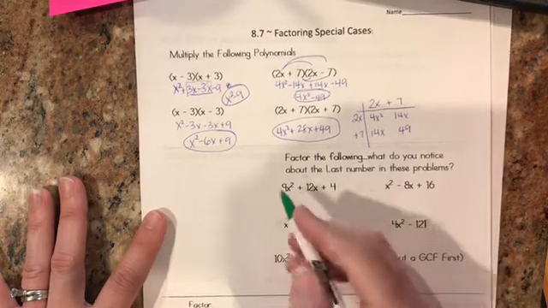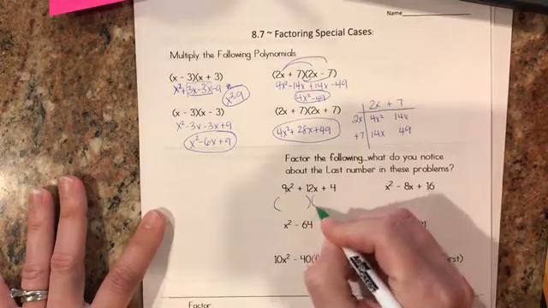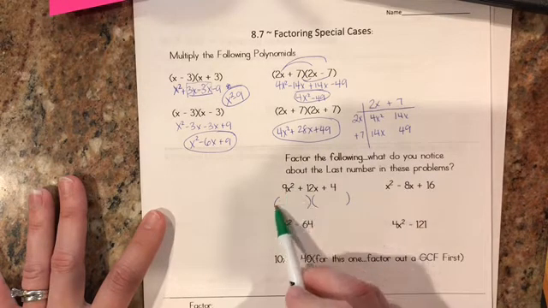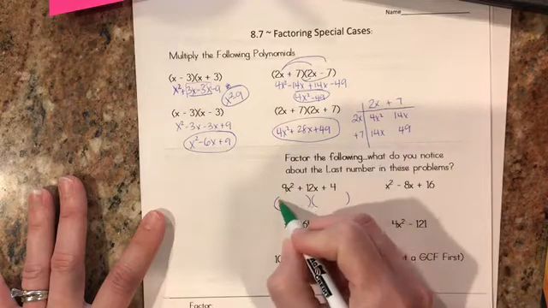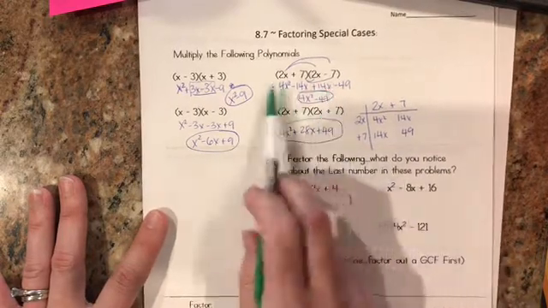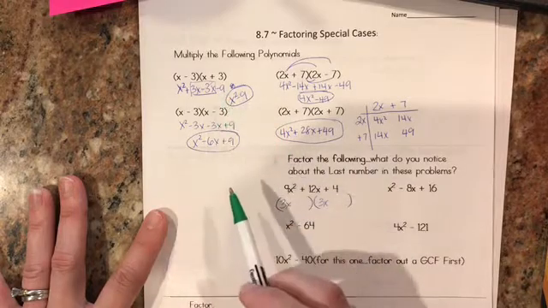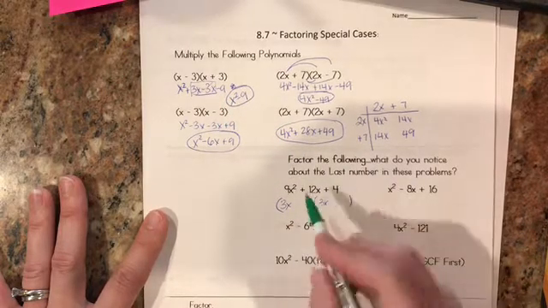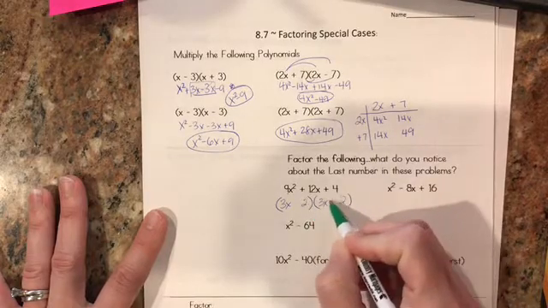So for 9x squared, like we learned yesterday, that could be 9x times x, or it could be 3x times 3x. We're going to try just the 3x and 3x because I think all of these are going to be similar to what we just did, where both binomials are really similar to each other. And again, for 4, we could do 1 times 4, or we could do 2 times 2. Let's try 2 times 2.